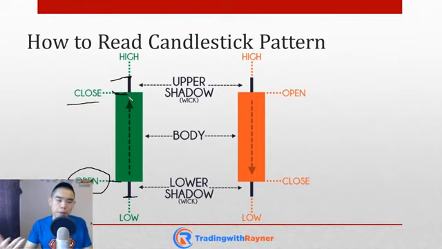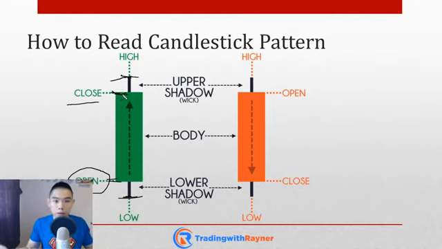So a candlestick pattern can be shown on a daily time frame, weekly time frame, monthly time frame, 5-minute time frame. So how you read the open, high, low, and close is relative to the time frame that you are looking at. So for example, if this is the weekly time frame, this is the high of the week, the low of the week, the opening price of the week, and the closing price of the week.